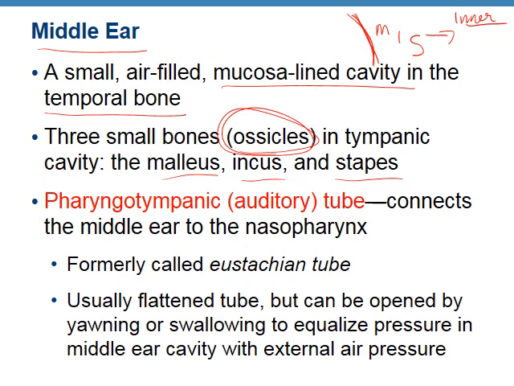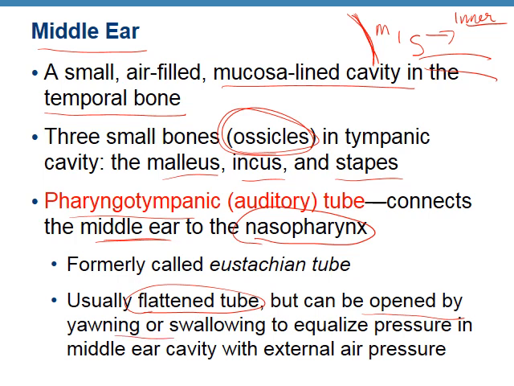There's a tube that connects this area to the nasopharynx. So from the middle ear to the nasopharynx, we have a pharyngotympanic tube. This tube is usually flat. It can be opened by yawning or swallowing, and it's used to equalize the pressure. So if your external pressure rises, you can open the tube and it can equalize the pressure from inside and outside.